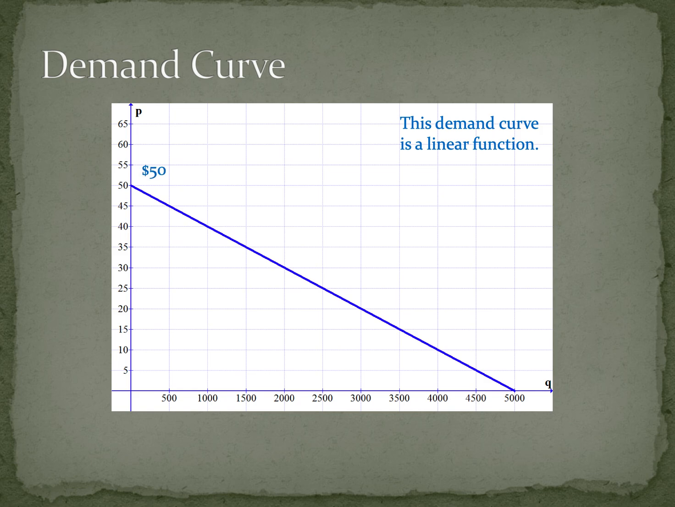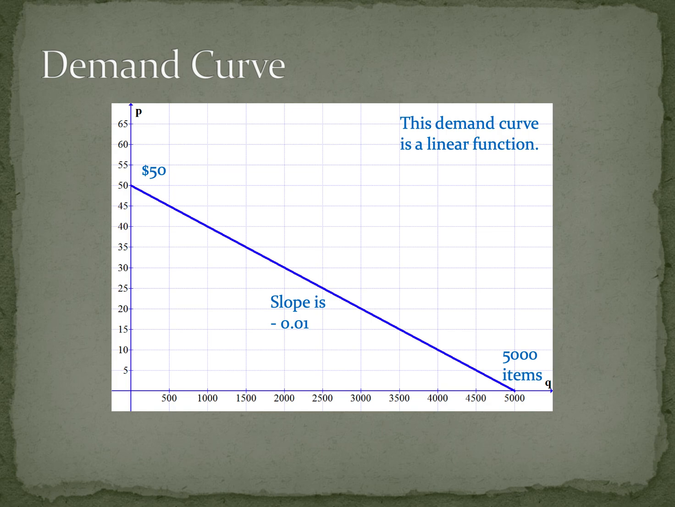First, note that the intercept of $50 suggests that 0 people are willing to purchase a product at $50 or more. Also, an intercept of 5,000 items suggests that in order to sell in excess of 5,000 items, we would ultimately have to give the product away.